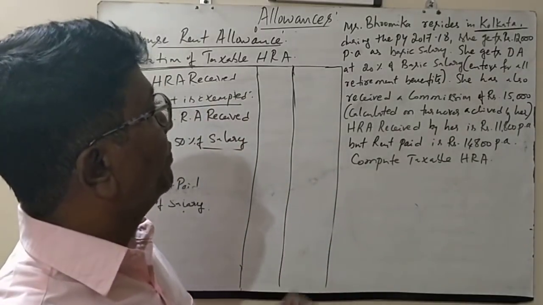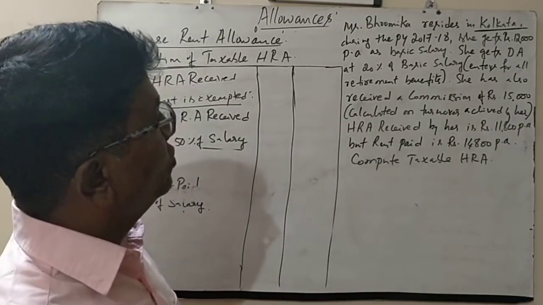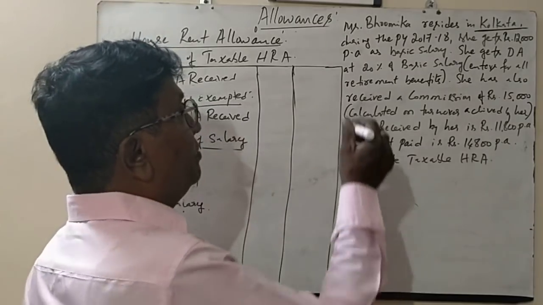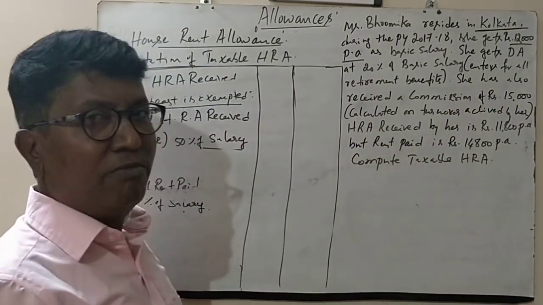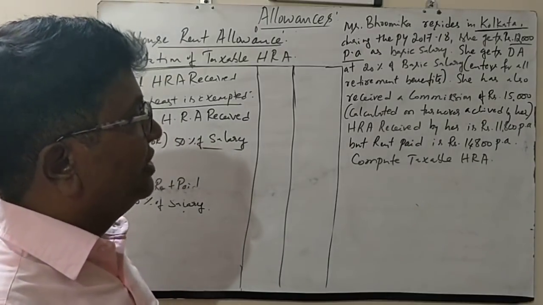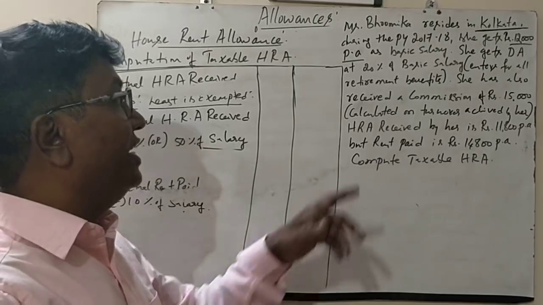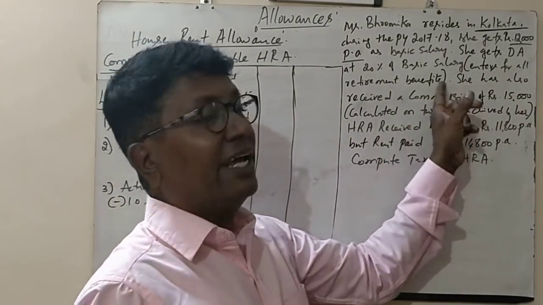Just I am reminding you, while reading the question itself, we have to understand the solution part also. During the previous year 17-18, she gets rupees 12,000 per annum. This is not per month, this is per annum. 12,000 per annum as basic salary. That means 1,000 rupees basic salary. She gets DA at 20% of basic salary. Enters for all retirement benefit.